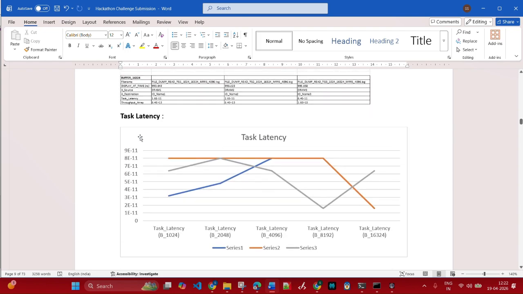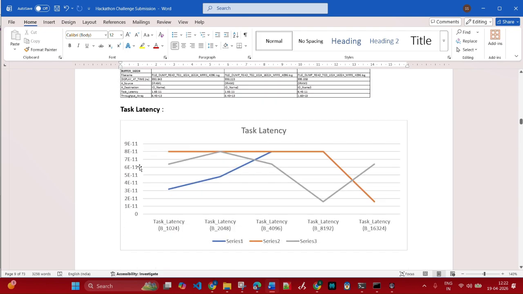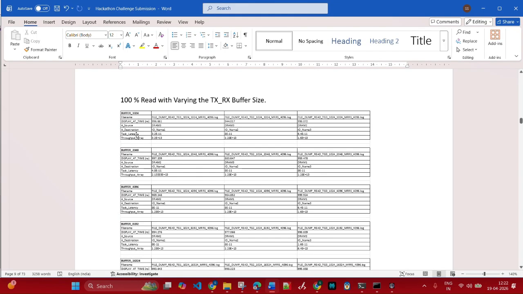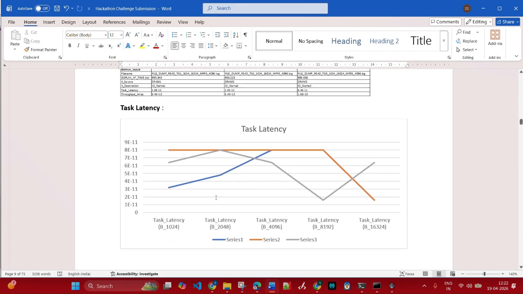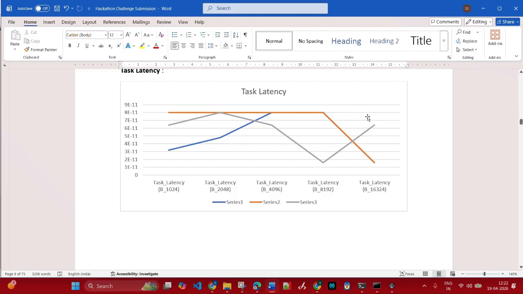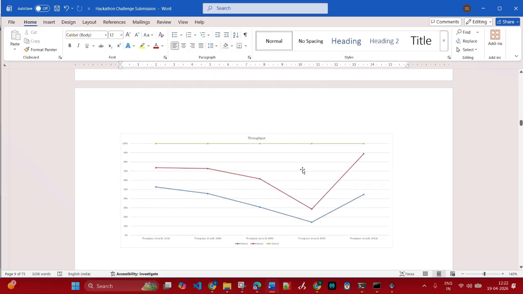So what do I do? This is task latency for 100% read. What is my task latency at the end of the simulation? I'm observing these values. If you see, as I go on increasing my buffer size, for a few of the TGs it got reduced. TG3 got reduced. TG2 there is no variation. TG1 also no variation. For a few test scenarios, my latency got decreased.